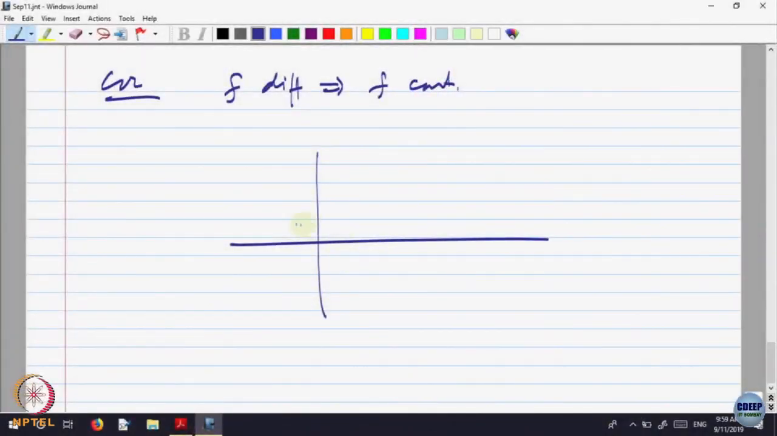For example, if you have the function mod x, that has a corner, and we can easily prove, we must have gone through this, that it is not differentiable at the point x equal to 0. That is the problem with it.